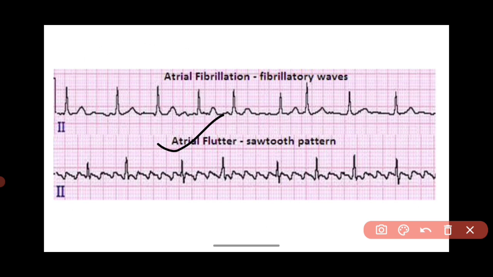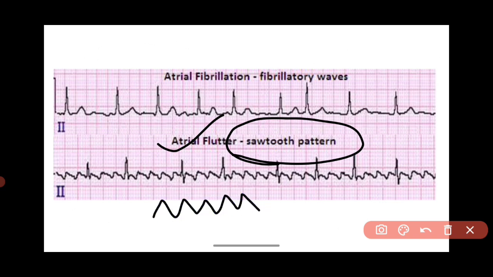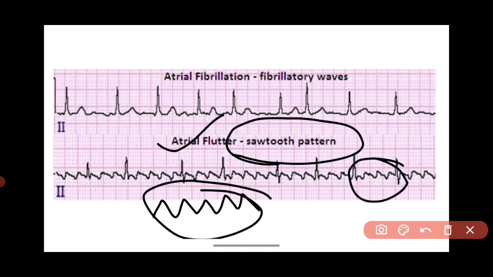Atrial flutter is very easy to remember because here you can see a sawtooth pattern. What is a sawtooth pattern? You know the saw blade, right? The same as the saw blade which is used to cut wood. You can see this type of pattern here also. This is called what? Sawtooth pattern. So in atrial flutter, immediately you have to think about what?